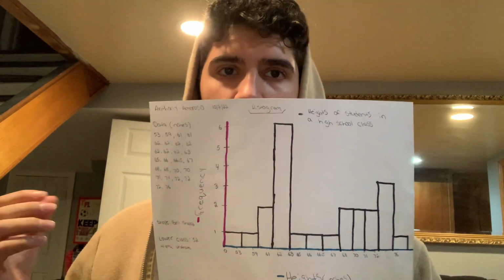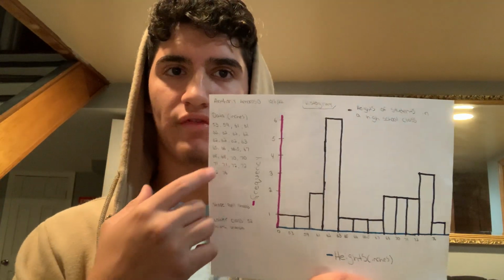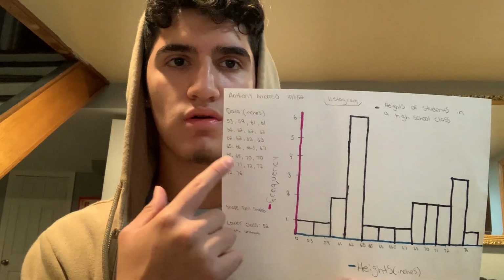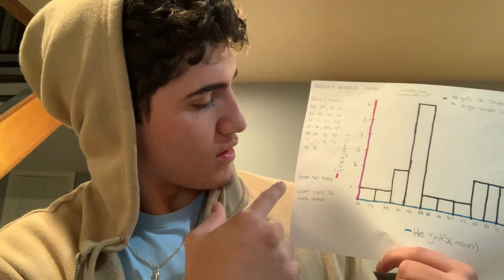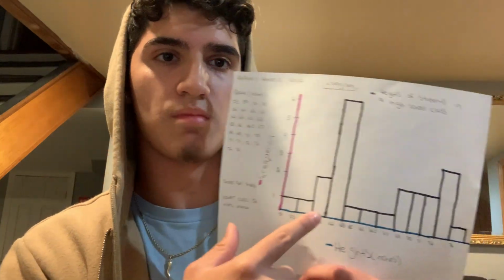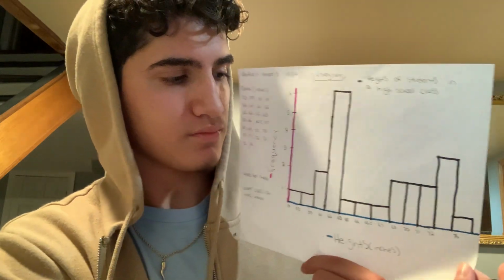So first off, I put all the data on the side, so I wouldn't have to look back and forth to the table. So I put everything in order. Then I used the ruler to shape off the table to be as straight as possible.